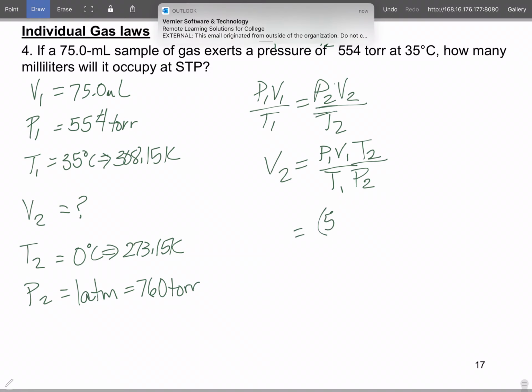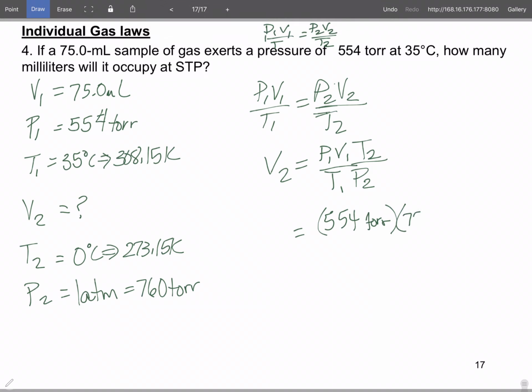So I get 554 torr times 75.0 milliliters, and T2 is 273.15 K divided by T1, which is 308.15 K, divided by 760 torr.